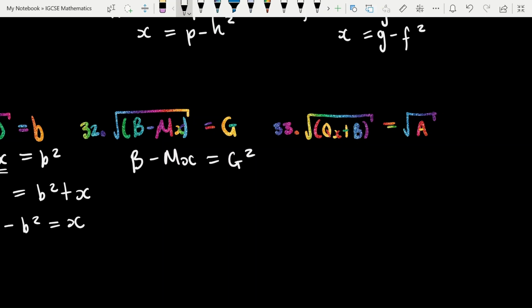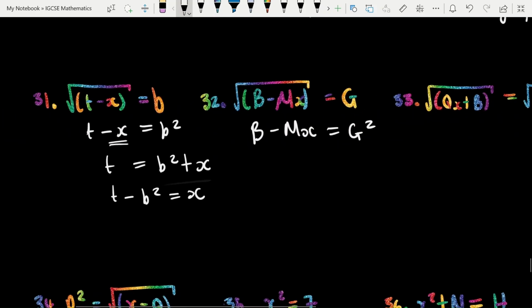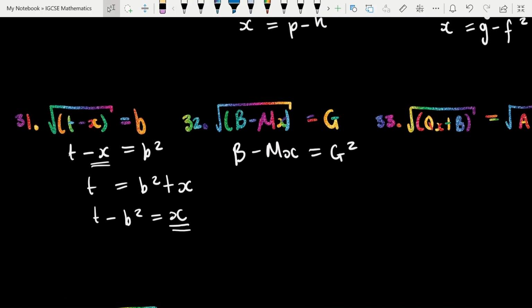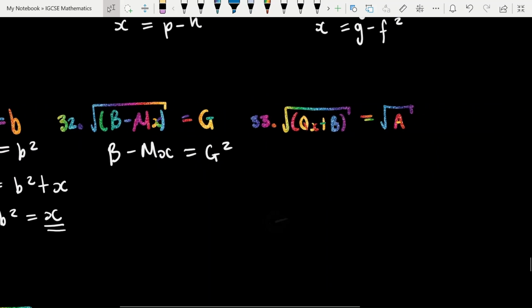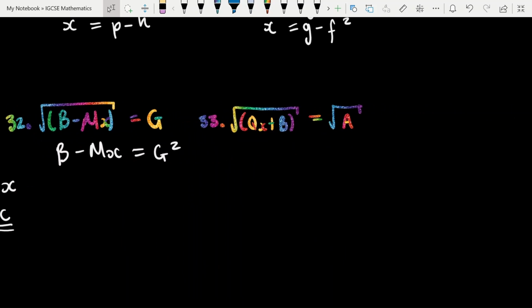Now, what is the next thing I see? Well, the term with x. Remember that on number 31, I left my x on the right. Don't try and change it to take it to the left. Leave it on the right. It's good, it's correct. So now I have again b minus mx being equal to g squared. Well, I see that my term with x is negative. How? I look in front of it, right?